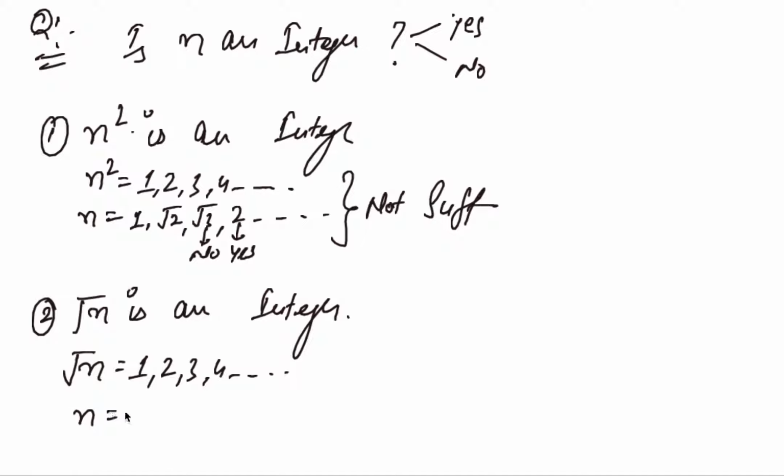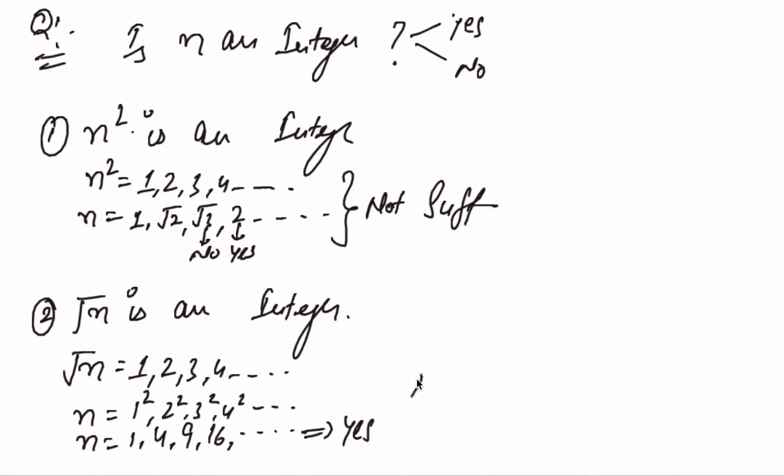Which eventually gives you that n is equal to either 1 square, 2 square, 3 square, 4 square, etc. Which means n is either 1, 4, 9, 16, 25, etc. But in each case, because it's an integer, the answer is yes, and therefore the second statement is sufficient, and the answer will be option B.